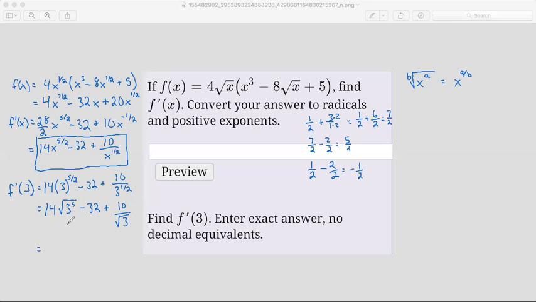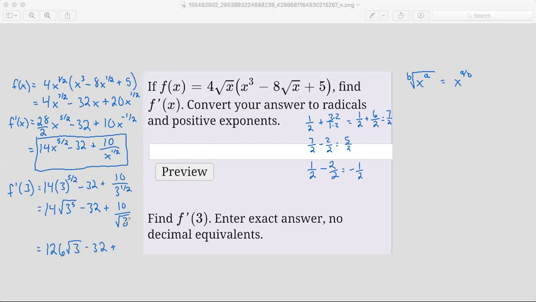And then if we take this 3 to the power of 5, we could take 4 of those out to the front. So 3 to the power of 4, if we move it to the front, that would be 3 squared, or 9. So we can multiply 14 times 9 is 126. So that's 126 radical 3 minus 32.